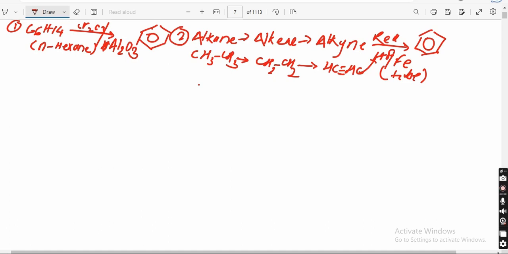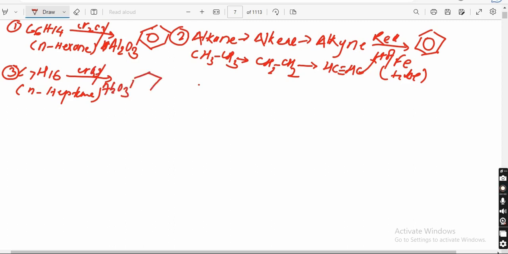But we converted alkane into benzene, right? Now we want to convert to toluene. So you have something like C7H16, right? C7H16, that is your heptane. And you have to do the same reaction with Cr2O3 and Al2O3, and this will be converted into toluene. What is the next reaction by which you can convert the alkane into toluene, right?